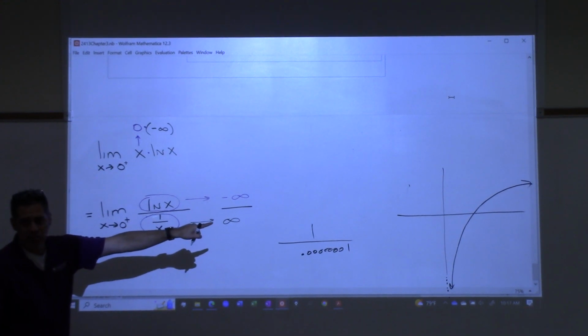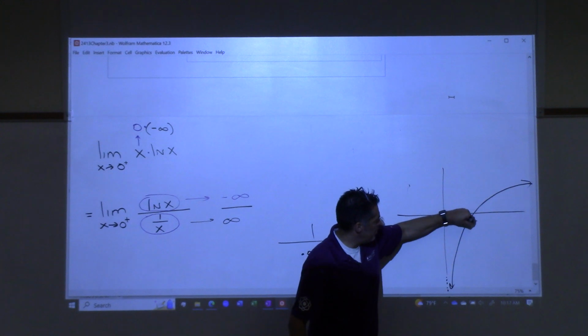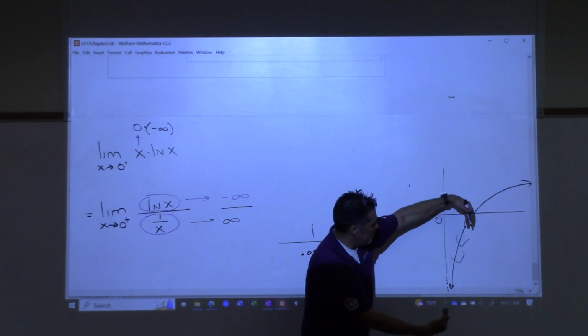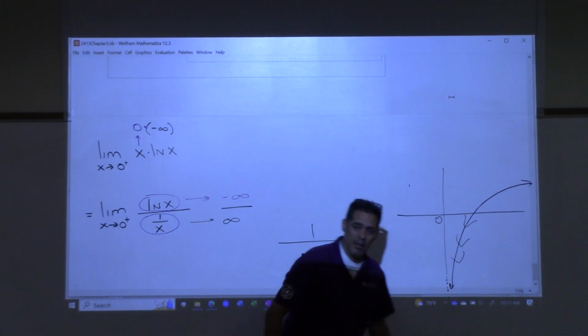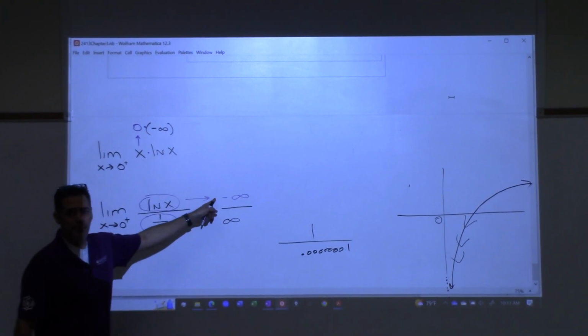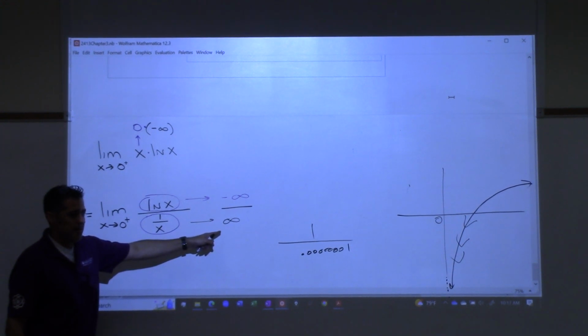There's the picture of natural log. You're approaching 0. Here's 0. You're approaching on the graph. You're approaching the 0 from the right-hand side, and the graph is headed where? Negative infinity, right? That's why the top is negative infinity. And then the bottom's positive infinity. We're okay with that?